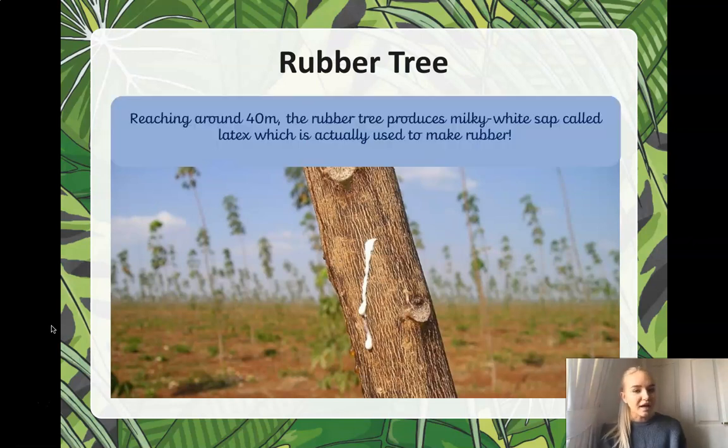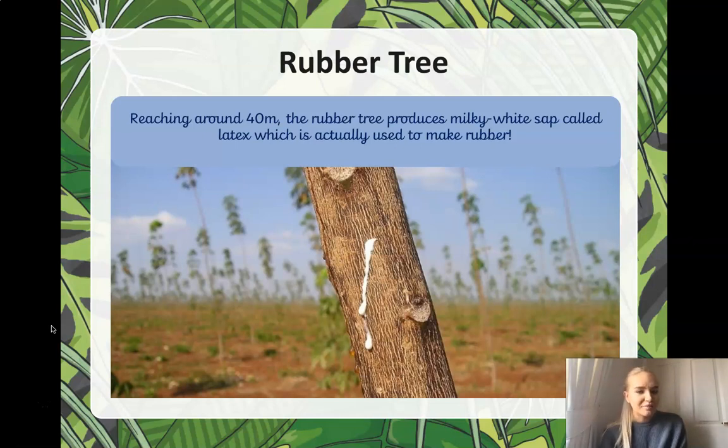Now, the rubber tree produces this milky white substance called latex, and latex is actually used to make rubber. So the rubber tree lives up to its name, and in some way or another, it produces rubber. And they are really, really tall trees. They reach around 40 meters, which is even higher than a banana tree. Do you remember how high the banana tree reached? That's right, 20 meters. So the rubber tree is even higher.